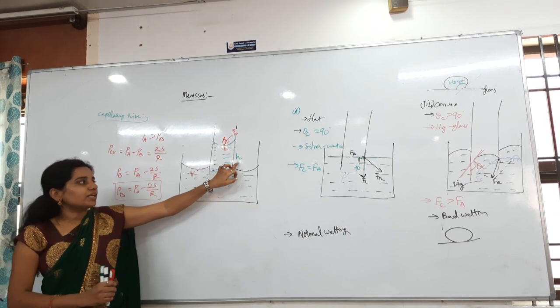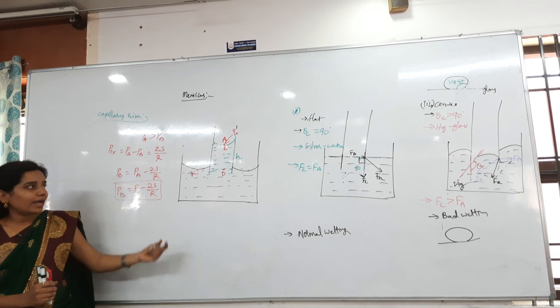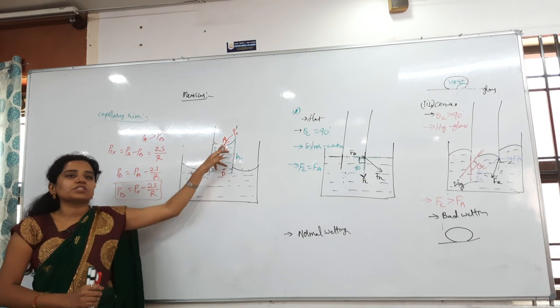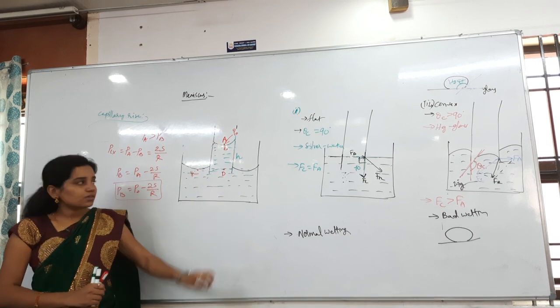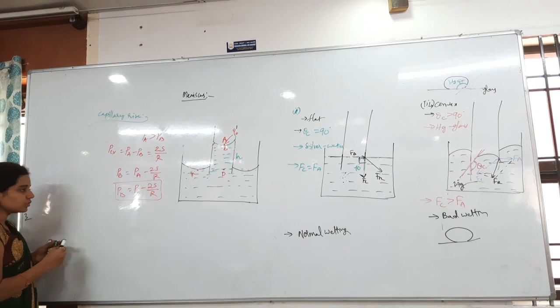Now I wanted to find out this height. From this I did not get the height. To get the height, I have to take another point also, just below the H. So at this point I want to find out the pressure, PD. What is that pressure? PD is equal to what can I say?